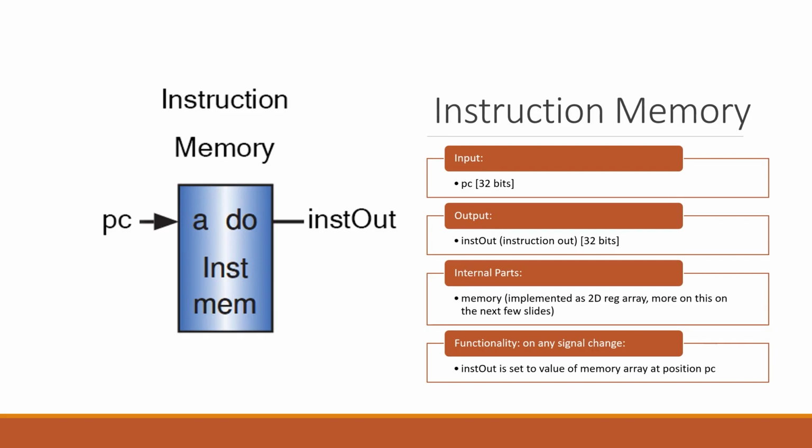Our next module is going to be our instruction memory. It's going to have an input of PC, which again is 32 bits wide, and the output is going to be instruction out, which is also 32 bits wide. Internally, the instruction memory is going to have a 2-dimensional register array, which we'll talk more about on the next few slides. The functionality is that on any signal change, not just at any positive edge, but on any signal change, the instruction out is going to be set to the value of the memory array at the position of PC.